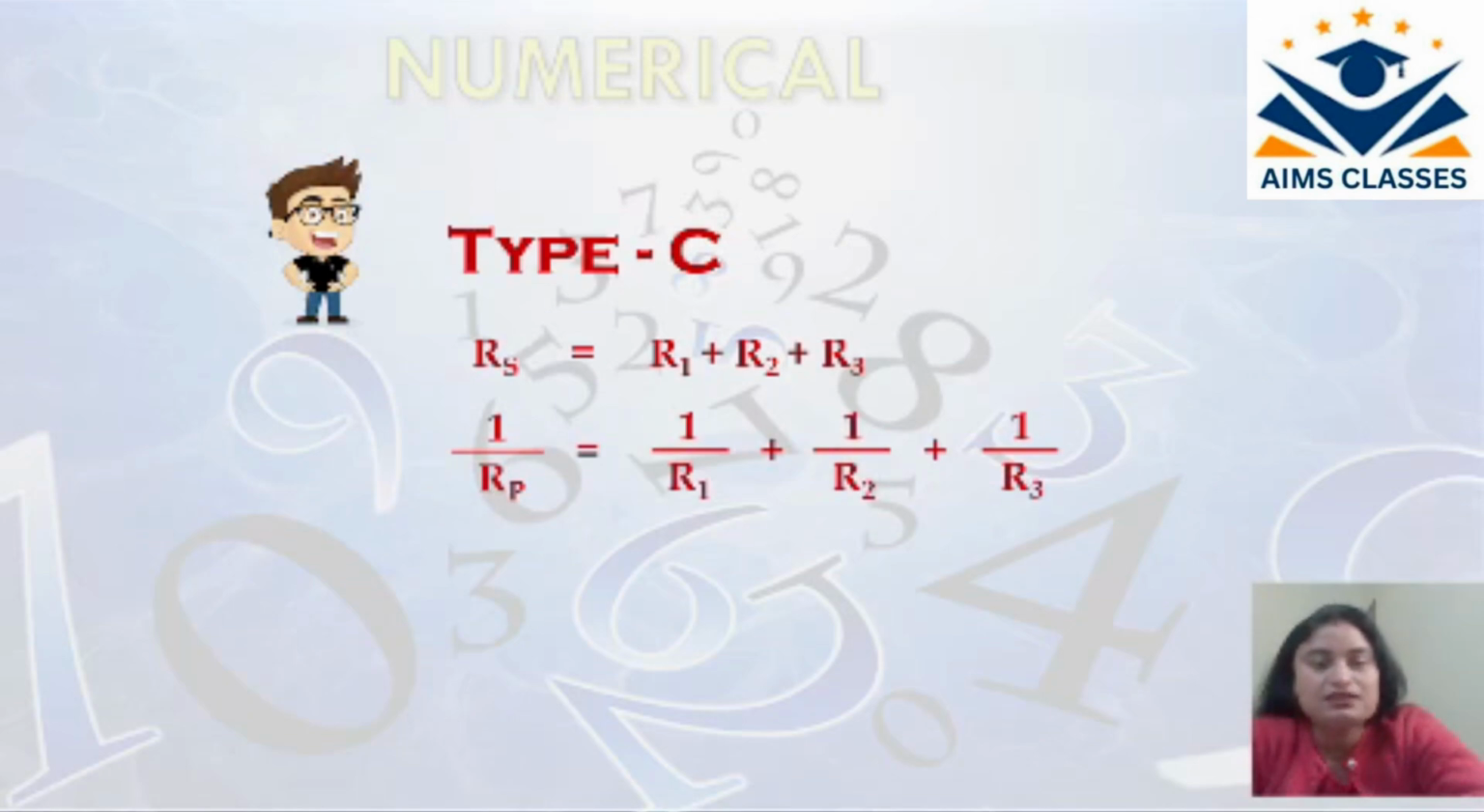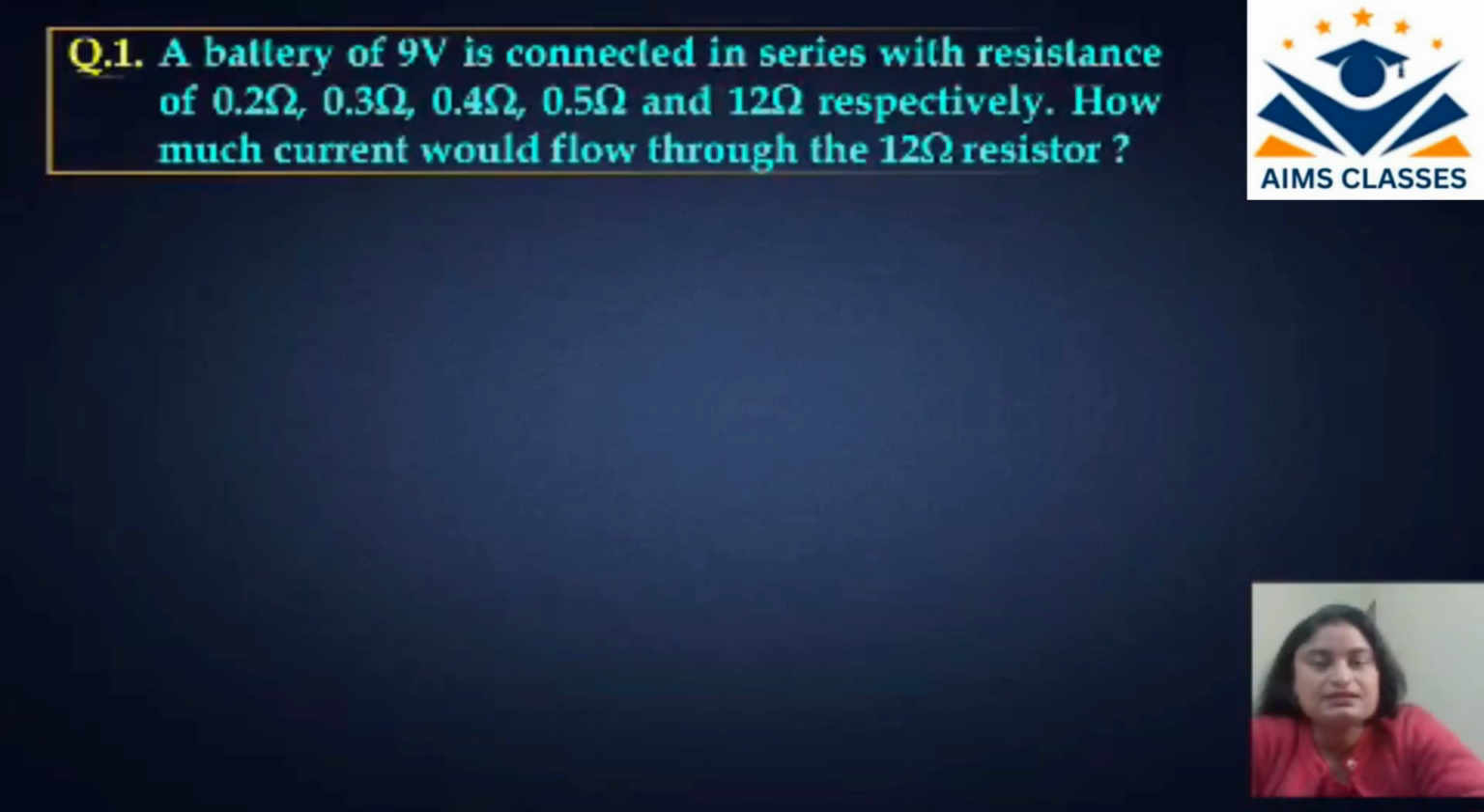आर इज इक्वल टू R1 प्लस R2 प्लस R3 एंड पैरेलल की केस में 1/RP इक्वल टू 1/R1 प्लस 1/R2 प्लस 1/R3। In this circuit, in this, there is one question.